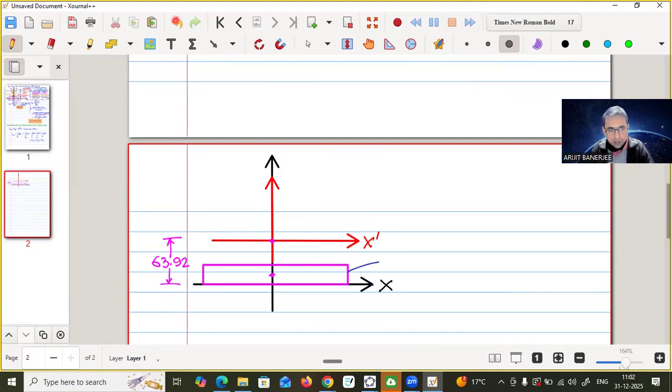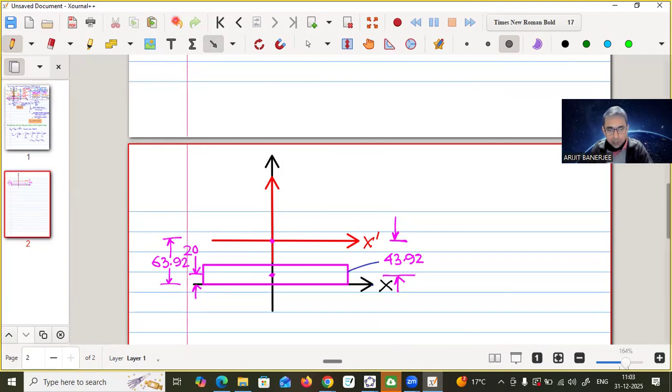And what is the centroid here? 20 mm. So therefore, what is this distance? Can you tell? 63.92 minus 20 is 43.92. That means from this center, I will move to this.